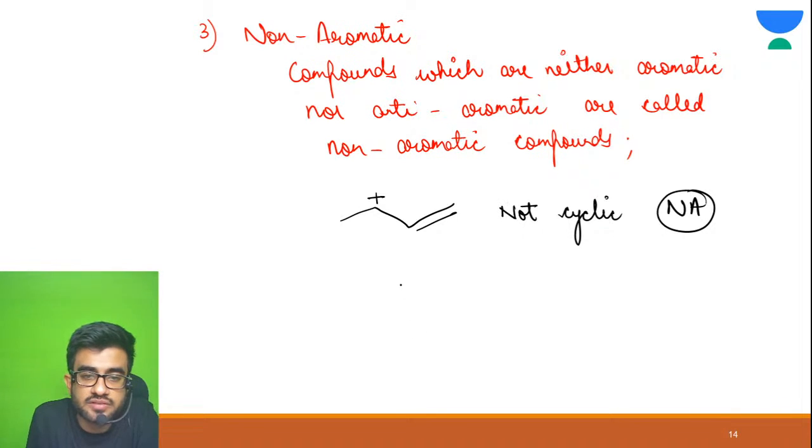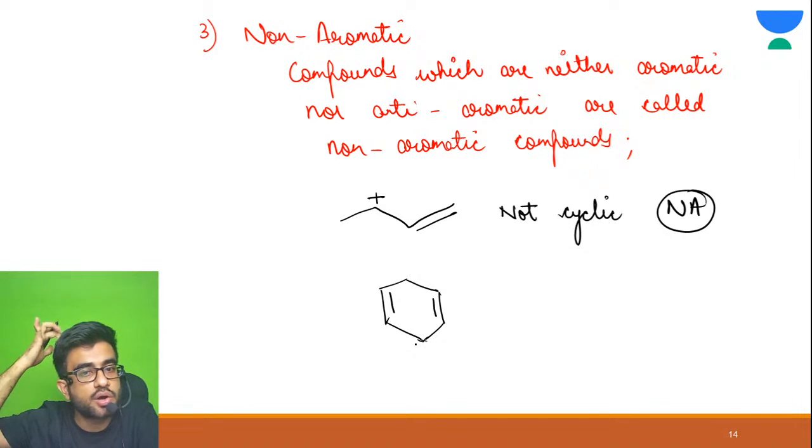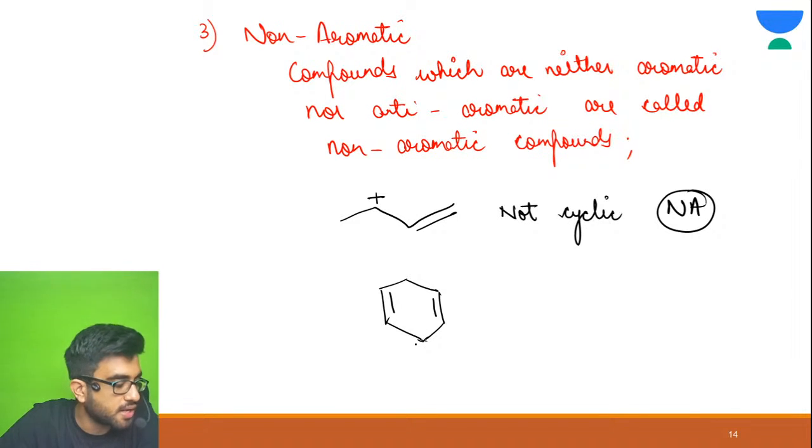Now see, if this is the structure. Now tell me if this is non-aromatic or not. Very simple, very easy. Tell me. This is non-aromatic or not.